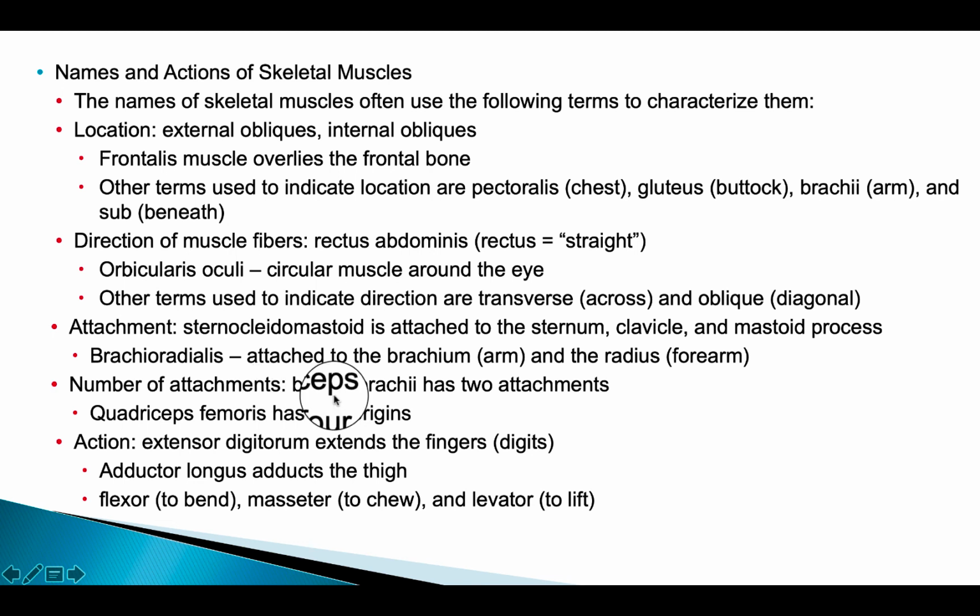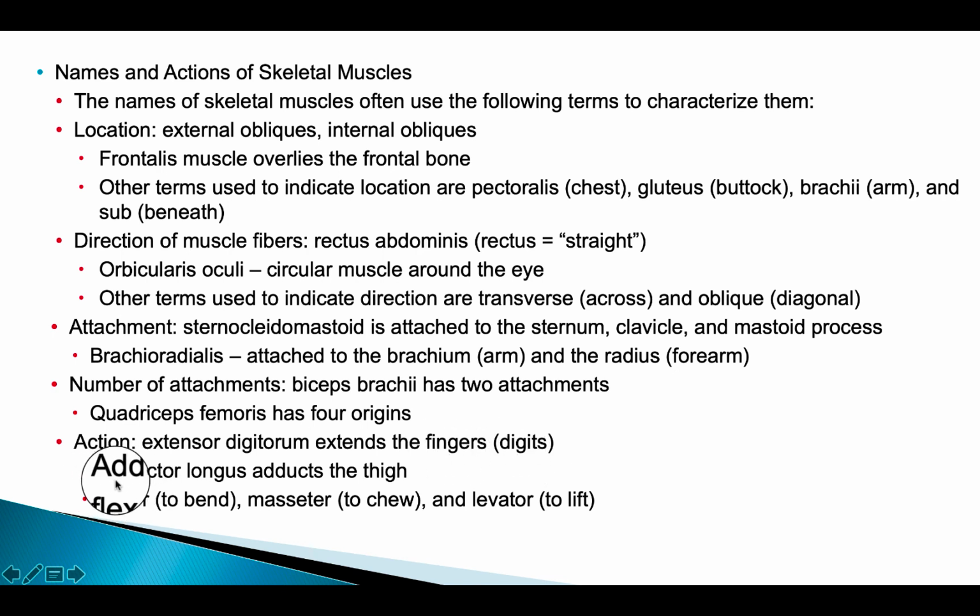Number of attachments, biceps brachii, meaning what? So biceps, bi meaning 2. It has 2 attachments. Quadriceps femoris, quad meaning 4. It has 4 origins right there. And then finally you have the action here, extensor digitorum. So extensor meaning it extends. Okay? It extends what? Digitorum, digits. So that's your fingers. So it extends the digits.